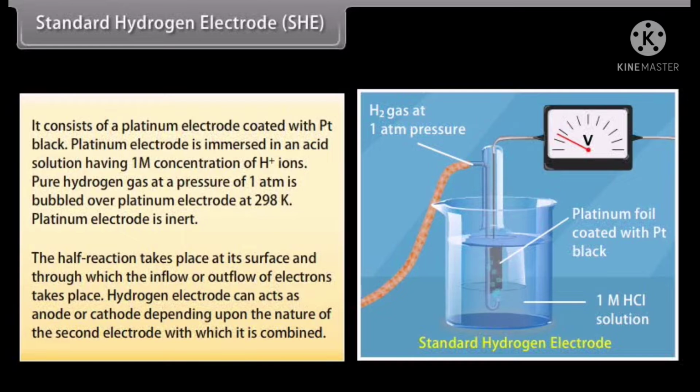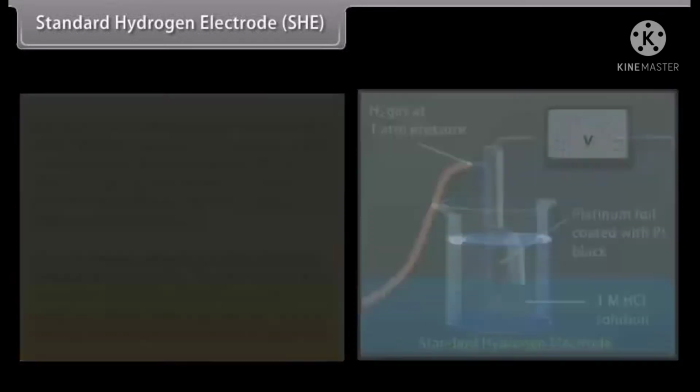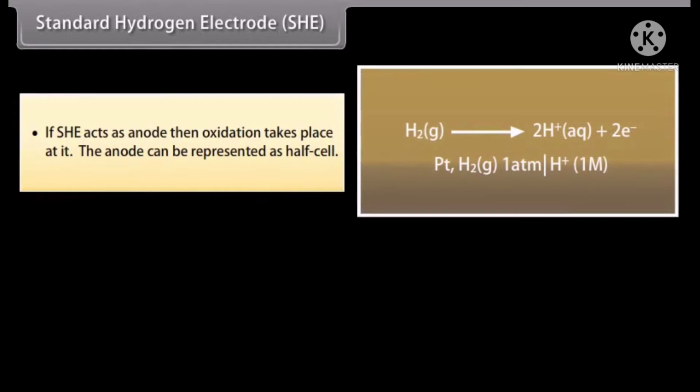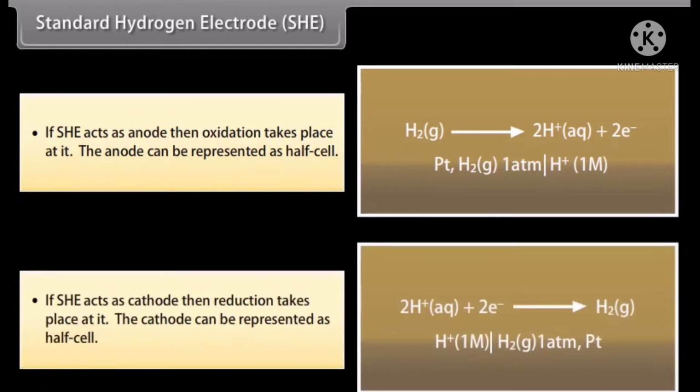electrons takes place. Hydrogen electrode can act as anode or cathode, depending upon the nature of the second electrode with which it is combined. If SHE acts as anode, then oxidation takes place at it. The anode can be represented as half cell. If SHE acts as cathode, then reduction takes place at it. The cathode can be represented as half cell. The electrode potential of standard hydrogen electrode is taken as 0.